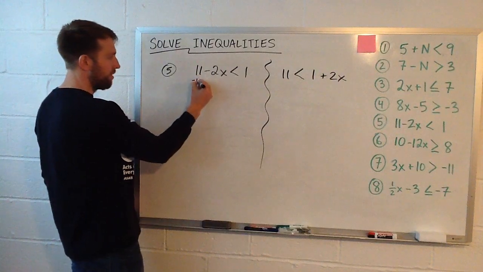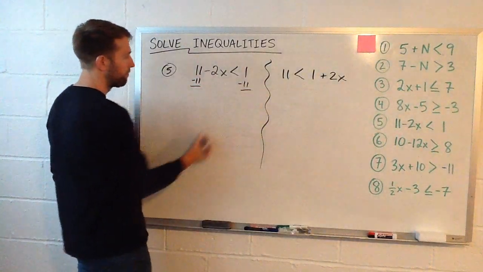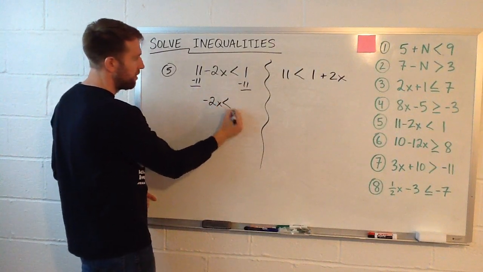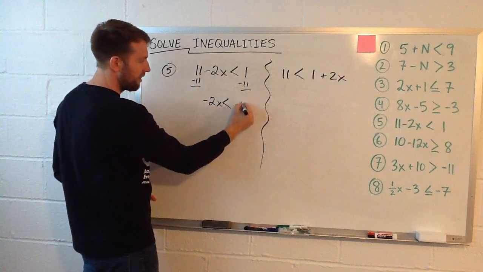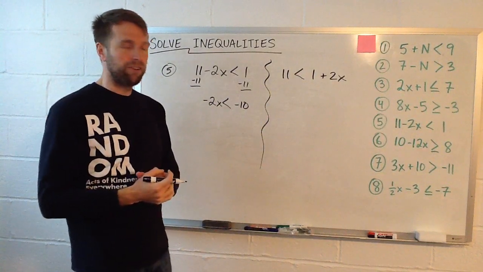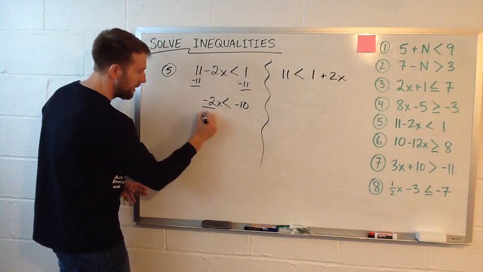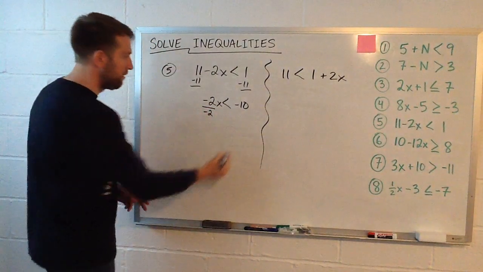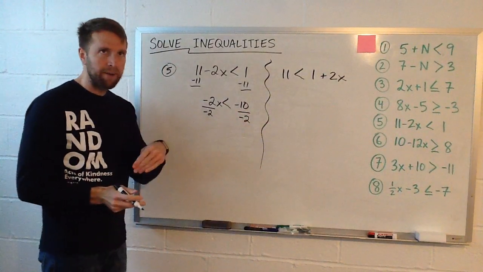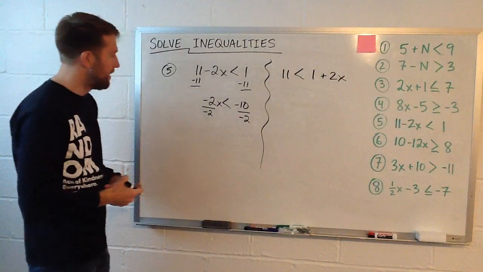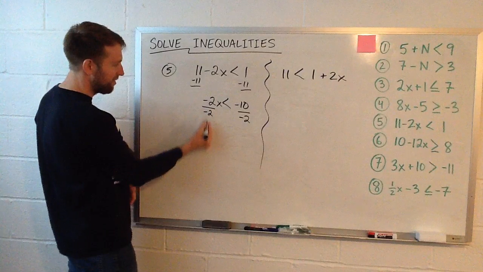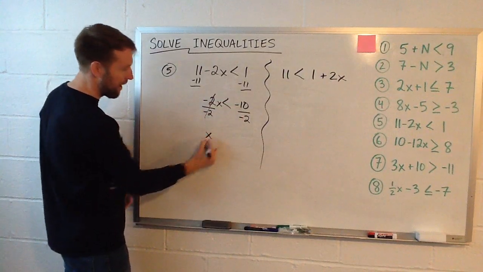Here's a positive 11. I'm going to subtract 11. 11 minus 11 cancels out. We got negative 2x. 1 minus 11 is negative 10. Here's the only thing different about inequalities from equations. If you ever divide by a negative, or you multiply by a negative, dividing and multiplying are kind of the same thing. If you divide by 2, it's the same as multiplying by half. Anytime you divide or multiply by a negative, right here, I had negative 2x's, look. Now I have a positive x.